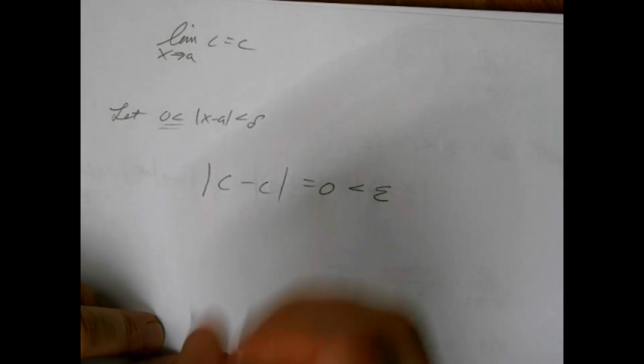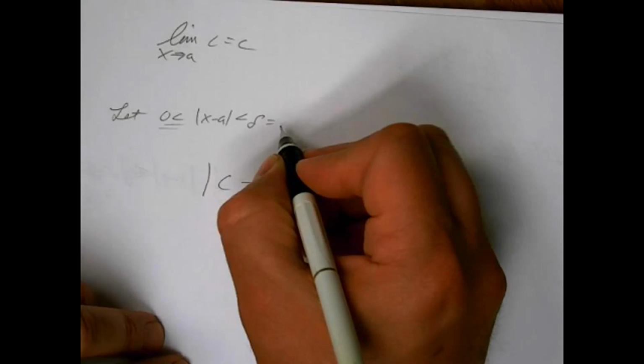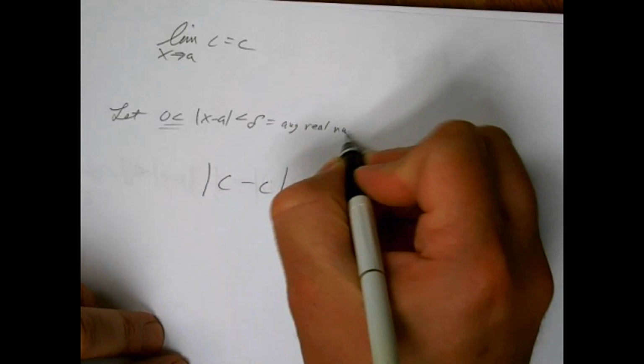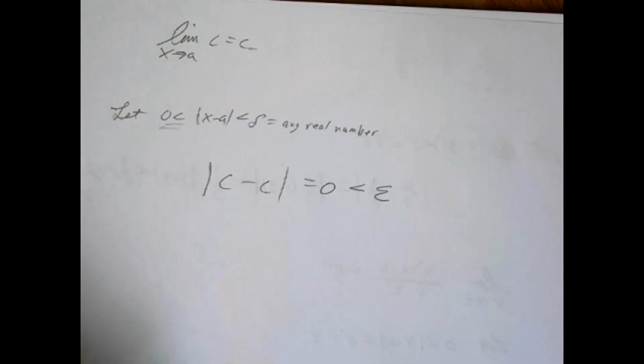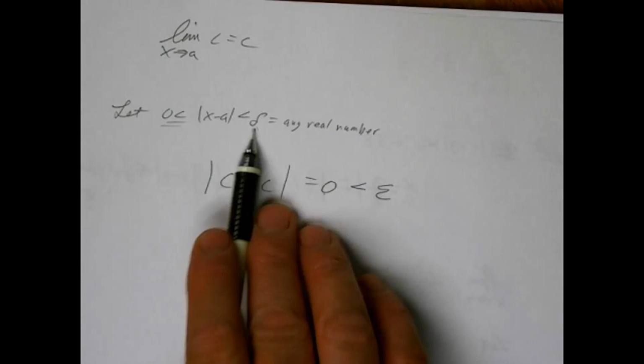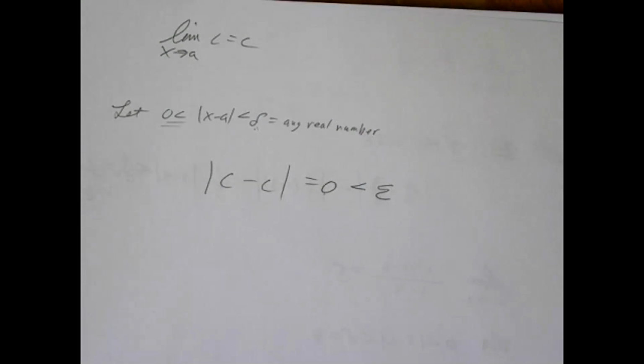Therefore, delta can be any real number. This function is always within a distance of c from c because they're the same thing. So in this particular instance, our delta can be anything. You get any distance away and you are at your limit value with that constant function.